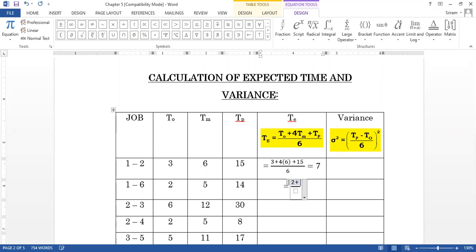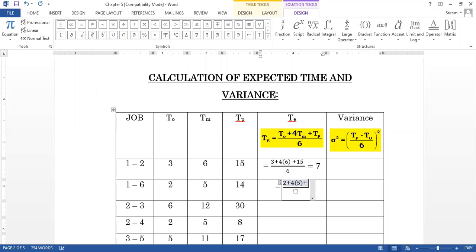2 plus 4 multiplies the second number. What is the second number here? 5 plus, I am going to check the third number. What is the third number? 14 divided by 6. Again, using the calculator, I am going to simplify this. Let me check. So this is 2, 4 fives are 20 plus 14, 36 divided by 6. This is 6. Correct? The second value is 6.